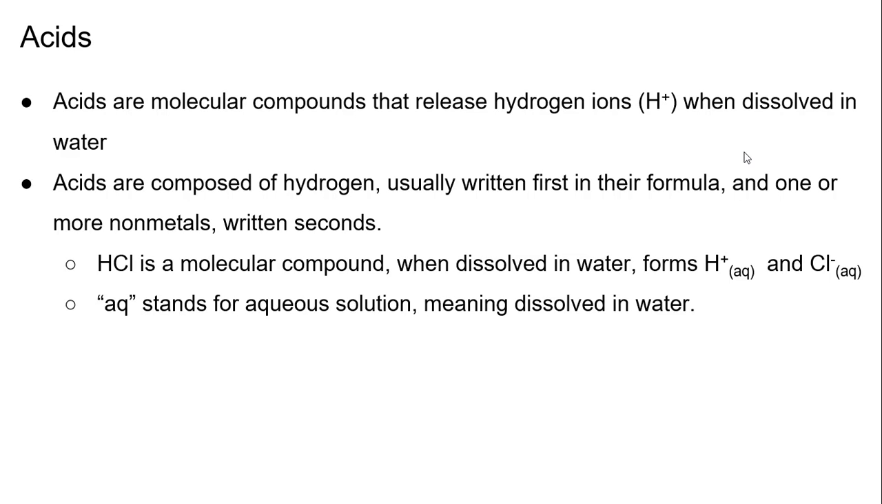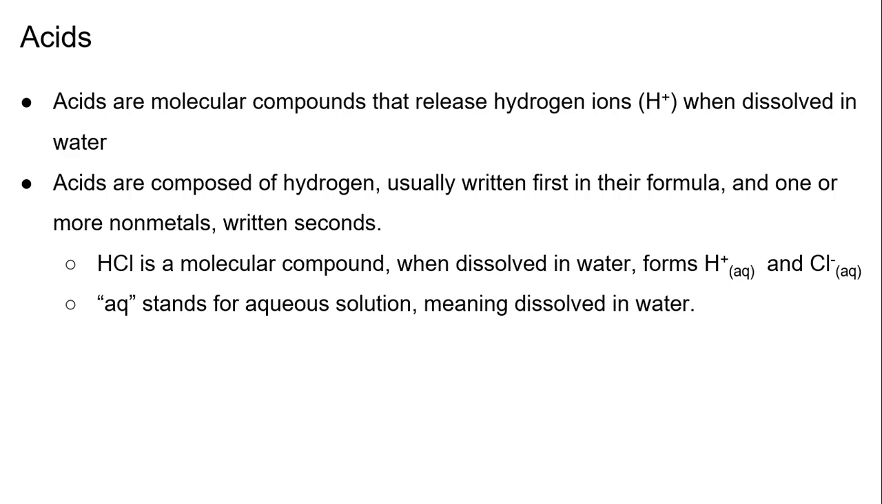Acids are molecular compounds that release hydrogen ions or protons when dissolved in water. Acids are composed of hydrogen, usually written first in the formula, and one or more nonmetals written second. So HCl is a molecular compound. It's a gas, but when it's dissolved in water, it forms a proton and then Cl minus, which is an anion, even though they're both nonmetals. We treat them as if they're ions.